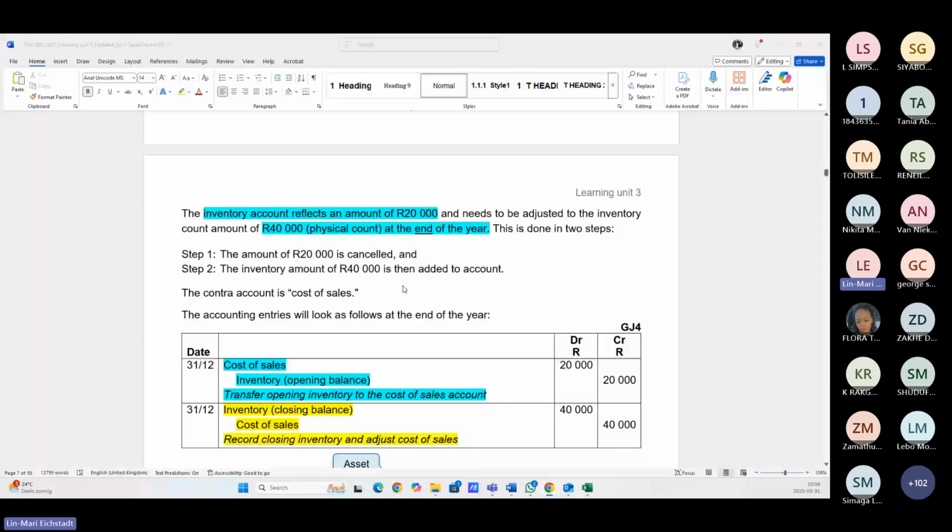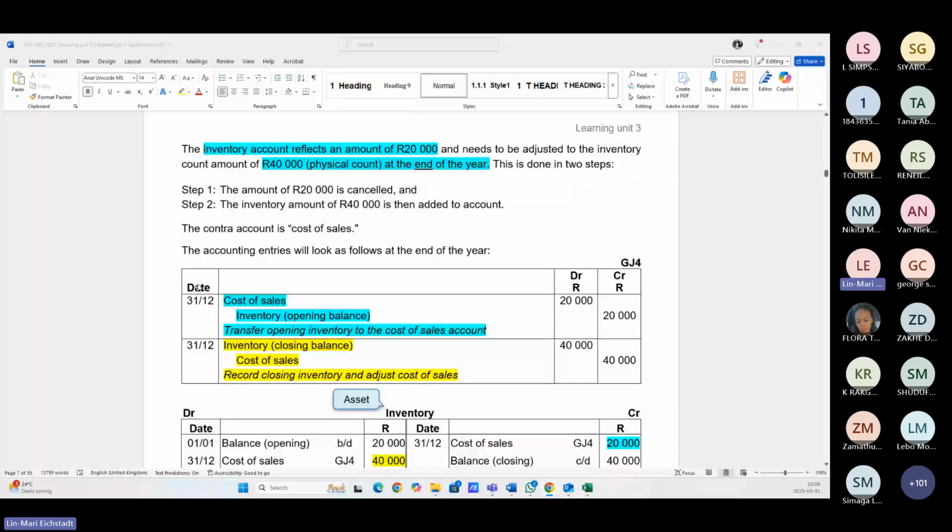So the amount of 20,000 is cancelled, and how this is cancelled is we take the opening balance of our inventory to our cost of sales account.